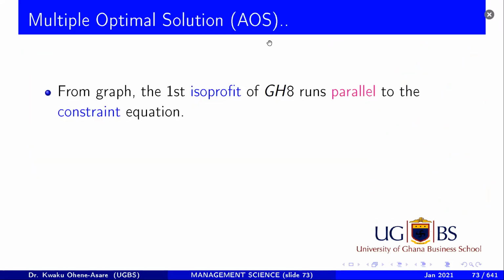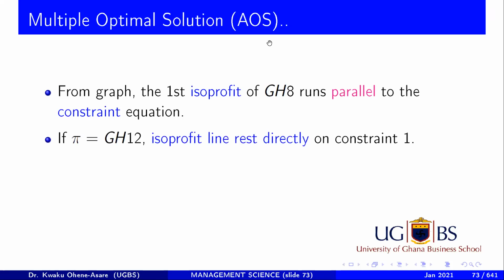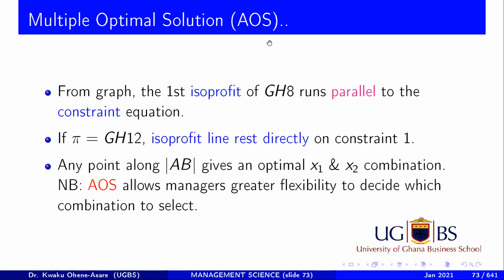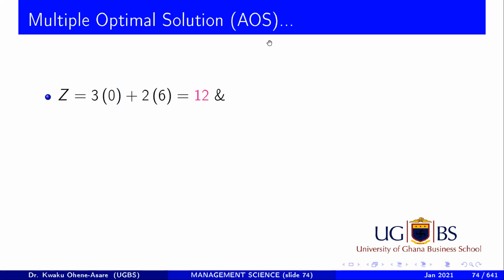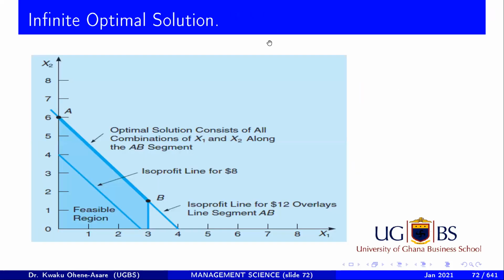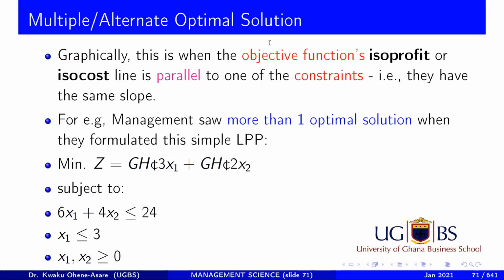So it says from the graph, the isoprofit line is parallel to the constraint. And as you increase it, eventually the situation will be that it will be sitting on the line, it will be parallel. And the simplest way, and of course, it's also called alternate optimal solution. The easiest way to know that this is the situation is this. When you now get the values, let's try to get the values.